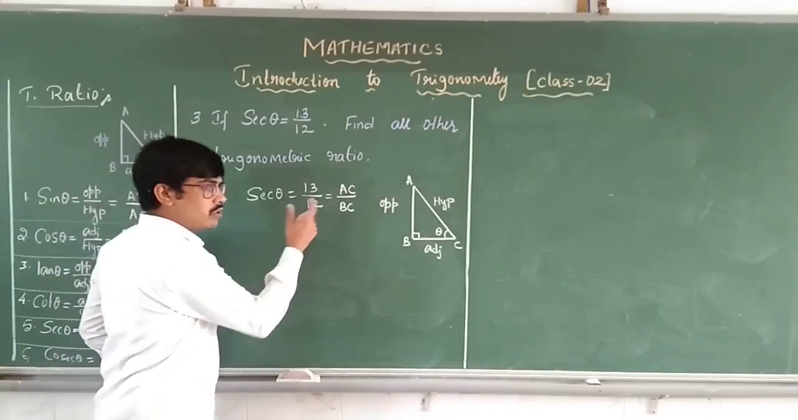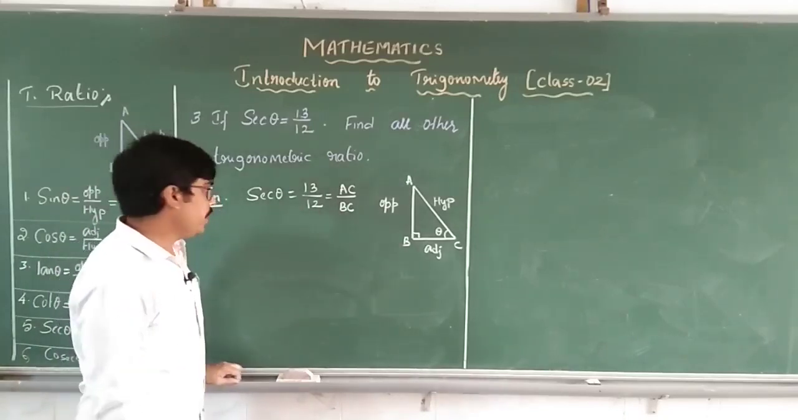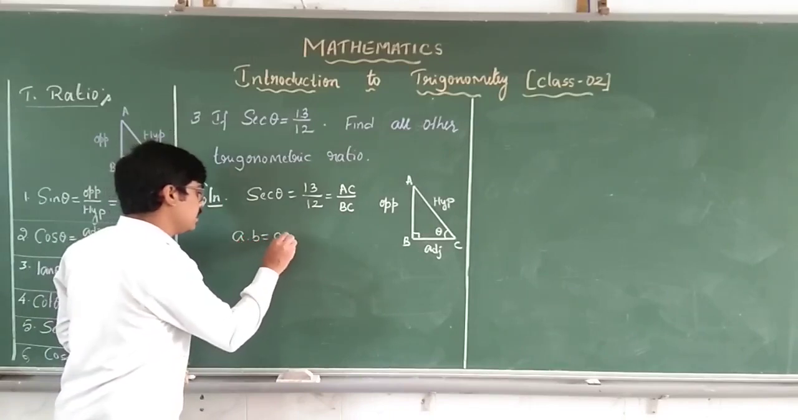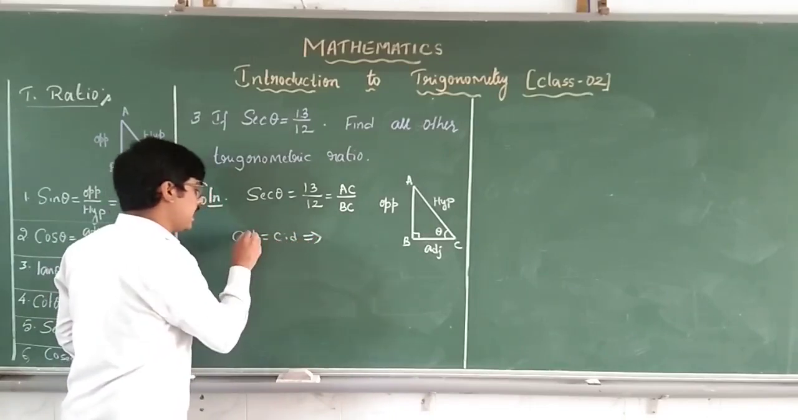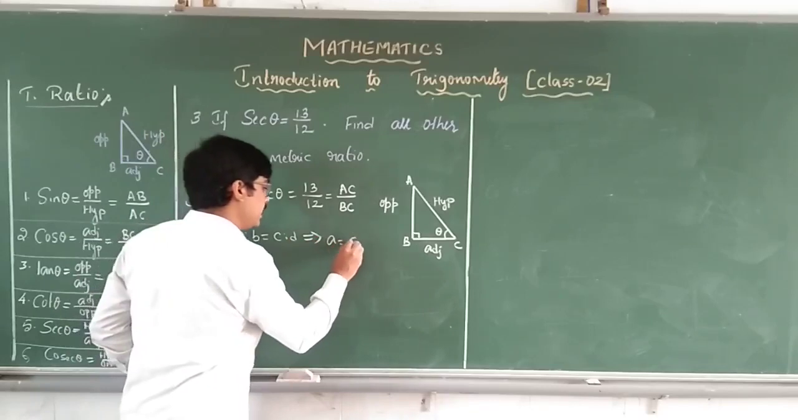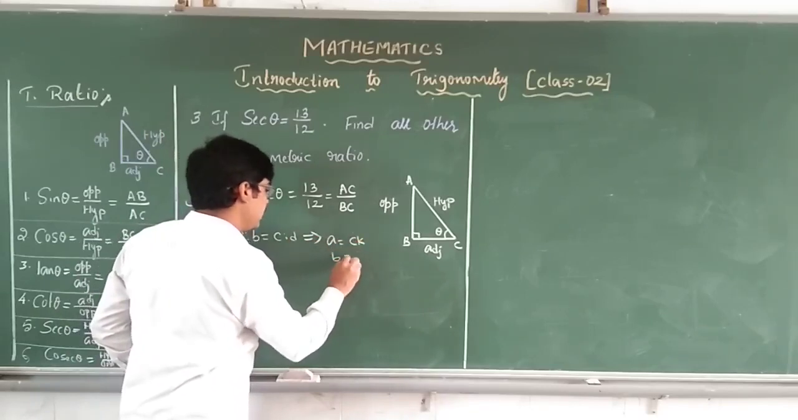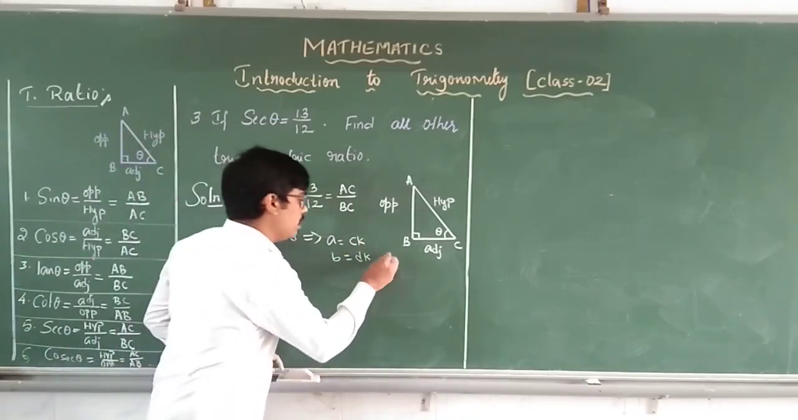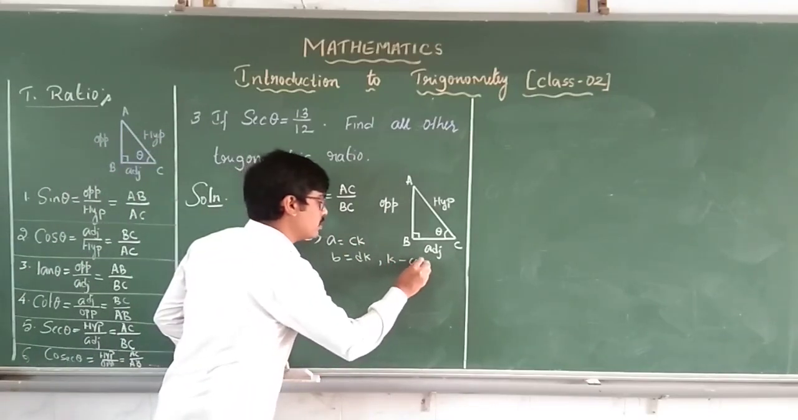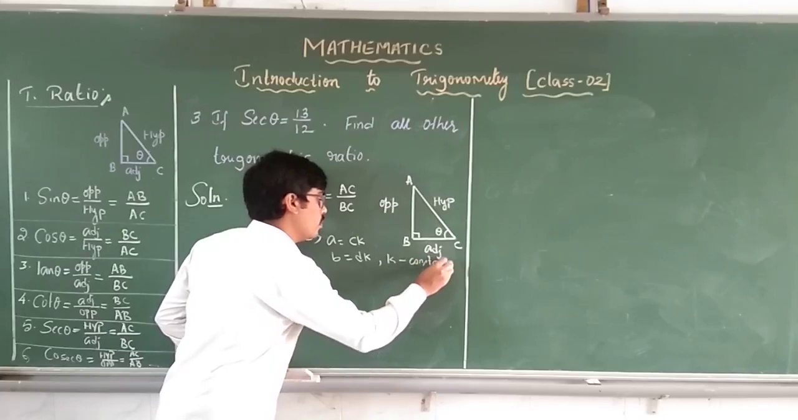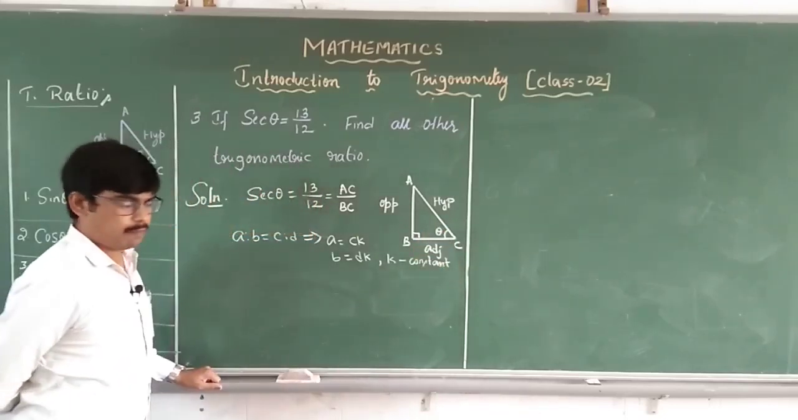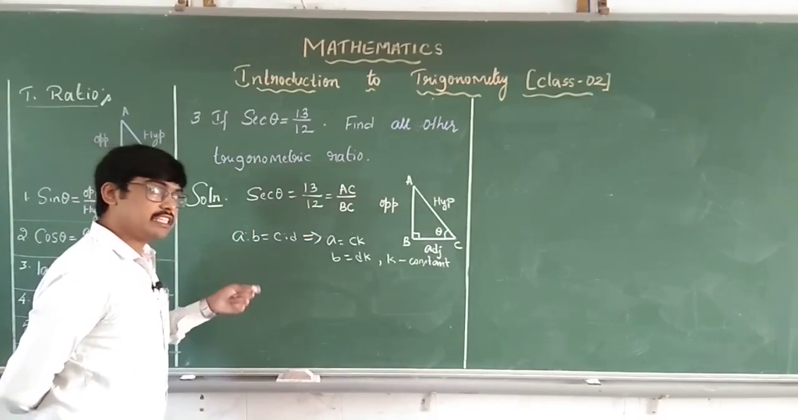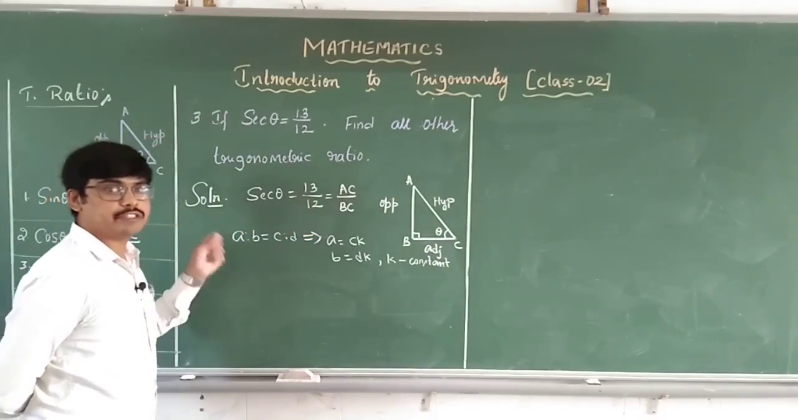Now two ratios are equal. If any two ratios are equal, if A is to B is equal to C is to D, this implies I can say A is equal to C times K, B is equal to D times K. What is this K? Here K is some constant. Why are we writing like this? Because the ratios are expressed in simplest form.